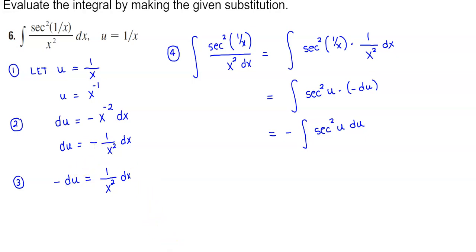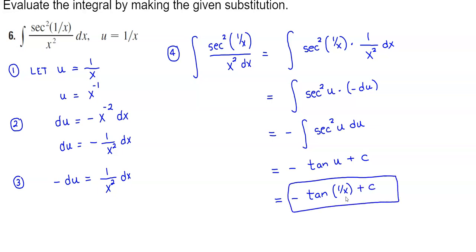Now what do we know about the antiderivative of secant squared u? Going back to your derivatives of trig functions, the derivative of tangent u is secant squared u. So this is negative tangent u, plus c. The one thing left to do is that the original substitution was u equals 1 over x. Therefore this is going to equal negative tangent of 1 over x plus c, and there is your result.